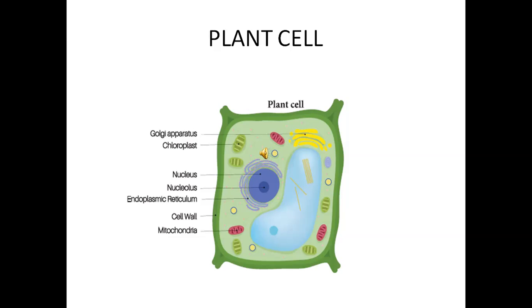Plant cells have large vacuoles, but centrioles are absent in plant cells. So the parts of the plant cell are Golgi apparatus, chloroplast, nucleus, nucleolus, endoplasmic reticulum, cell wall and mitochondria. These are the parts of the plant cell.